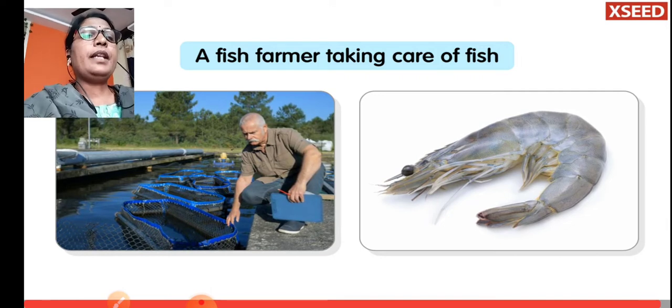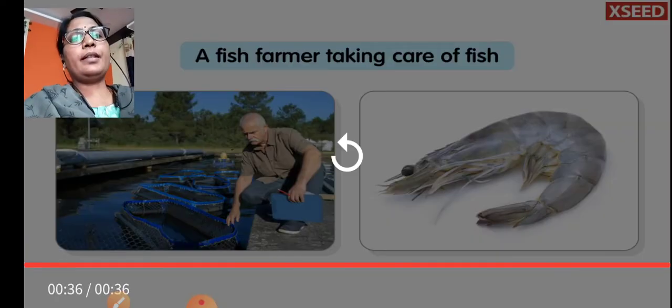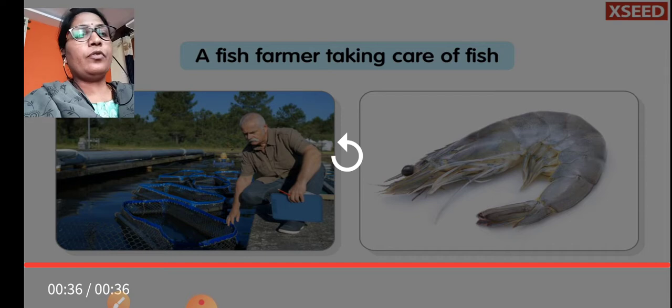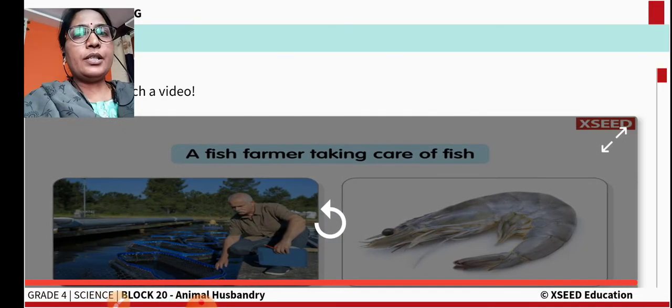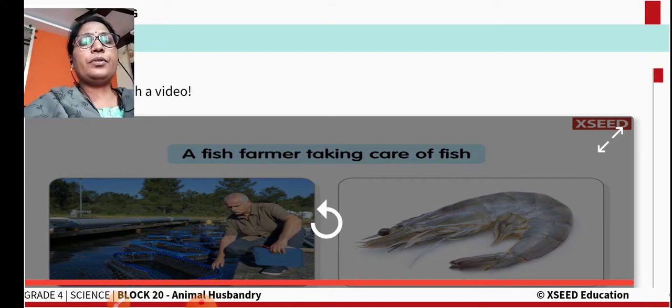By selling these prawns and fishes in the market, they get profits and earn their livelihood. And they are also providing nutritious food for people.